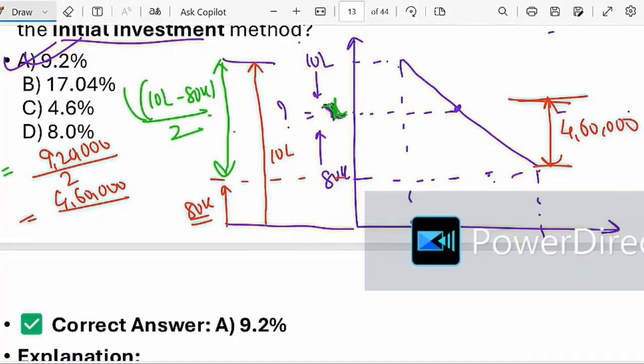So what we need to do is add this one, and this one is 80,000. So this plus this is equal to this, so 4 lakh 60,000 plus 80,000 will give you 5 lakh 40,000, and this is our average investment. The answer is 5 lakh 40,000 is the average investment. I think one mistake was there in the previous question, that is what I'm telling you.